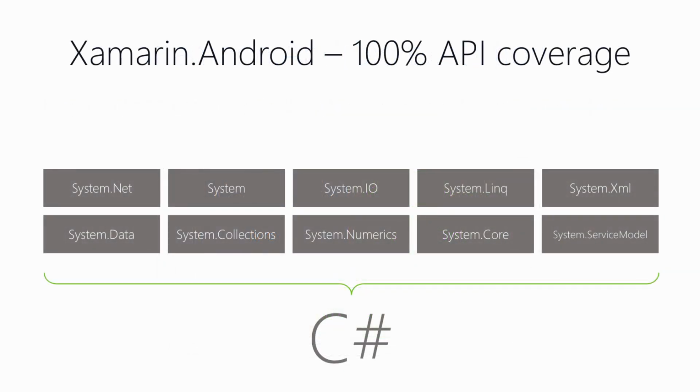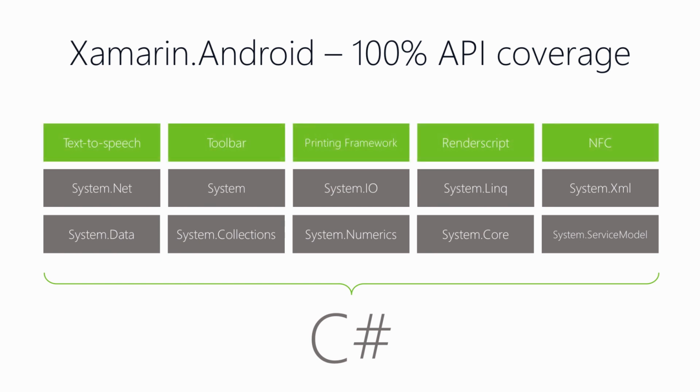Now, looking at that 100% API coverage, first, as you can see, we get a lot of the wonderful .NET libraries that we know and love, as well as libraries specific to Android, text-to-speech, toolbars, and others. So again, anything you can do in Java on Android, you can do in C#.